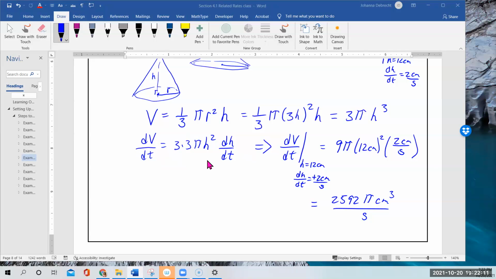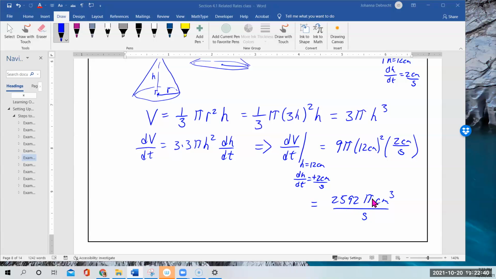Remember to always do the derivative before you plug in the specific constants that you were given. We were told that h is 12 centimeters and dh/dt is 2 centimeters per second. This gives us 2,592 pi cubic centimeters per second. Now, the cubic centimeters make sense for a change in volume, and seconds make sense for a change in time.